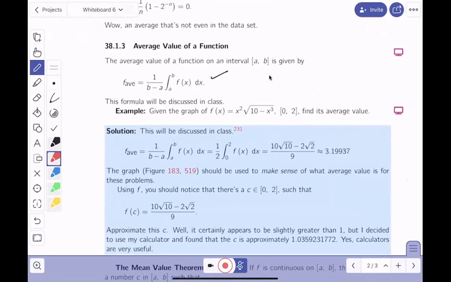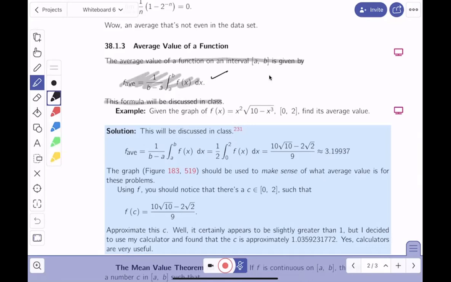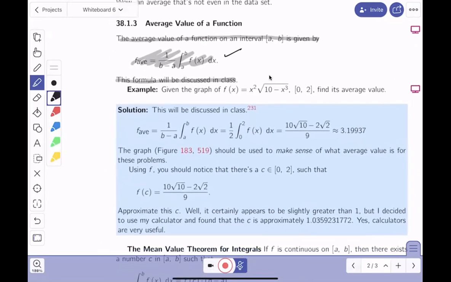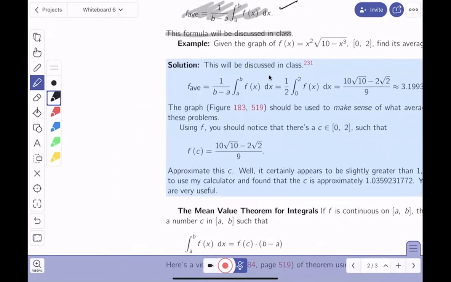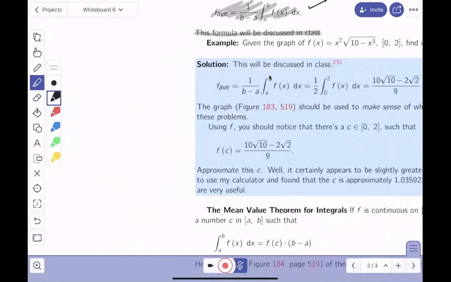Let me outline that for you as I'm reading it. We just covered it. The average value of a function on an interval from a to b is given by this. This formula will be discussed in class. We did do that. Let's look at an example. The example given to us is, given the graph of f of x, find its average value. Well, they gave me the graph, but I don't think I really need that.